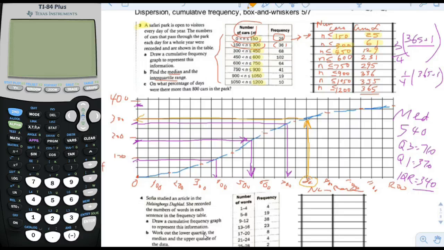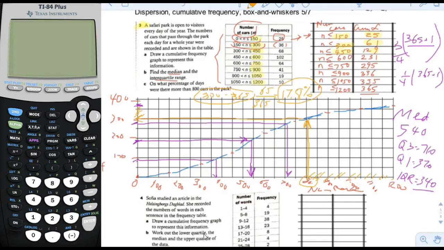So what percent of days were there more than 800 cars? More than 800 cars would be from 800 to 1200, right? So that corresponds to the 300th car to the 365th car. I'm sorry, the 300th to the 365th day, right? So that's about 65 days, okay? And so 65 days divided by 365 days would give you the percentage of days that were over 800. So it would be 17.8%, about, okay? So about 17.8% of the days there were more than 800 cars in the park.